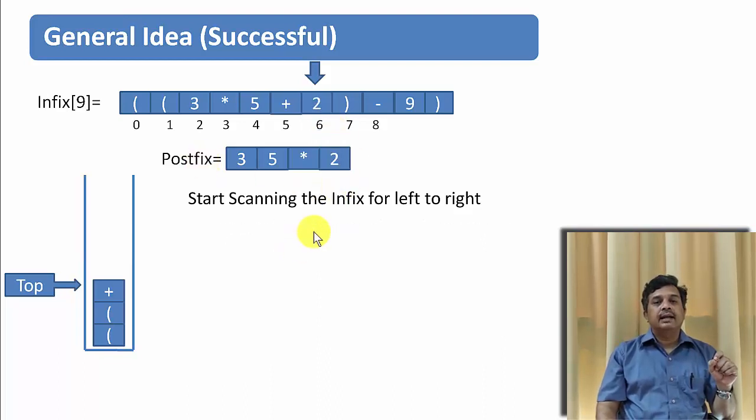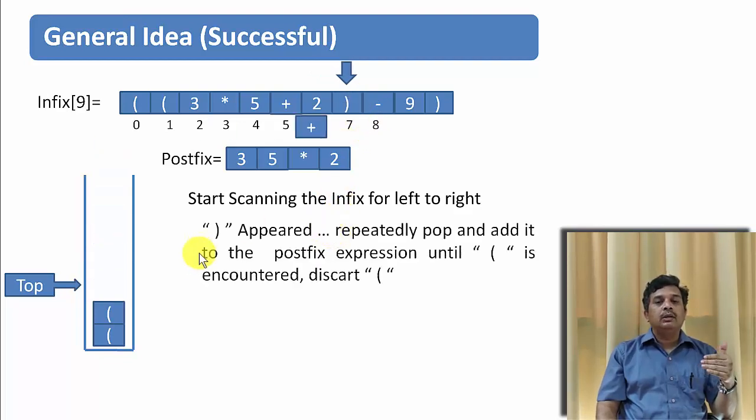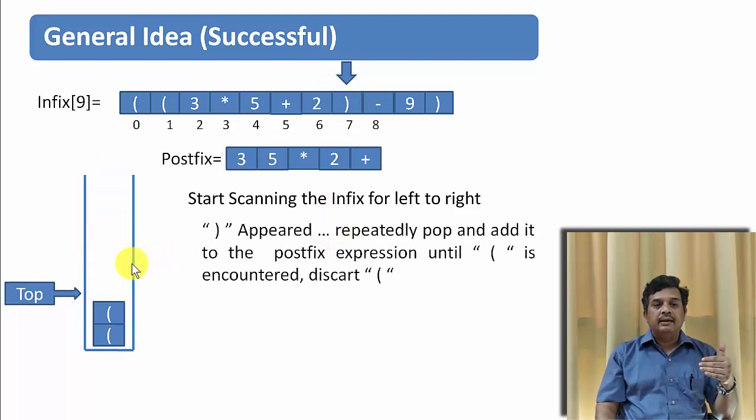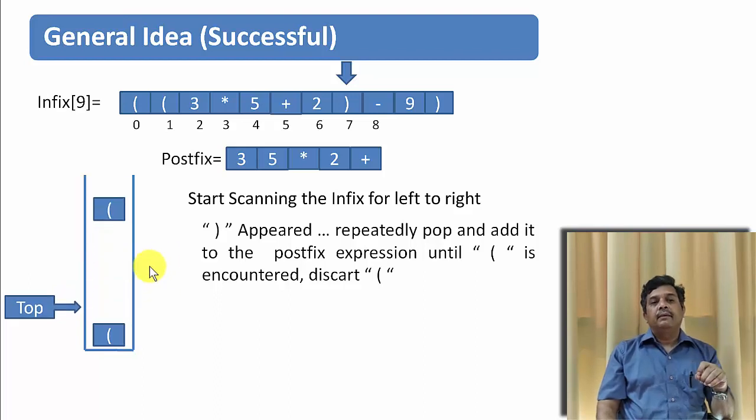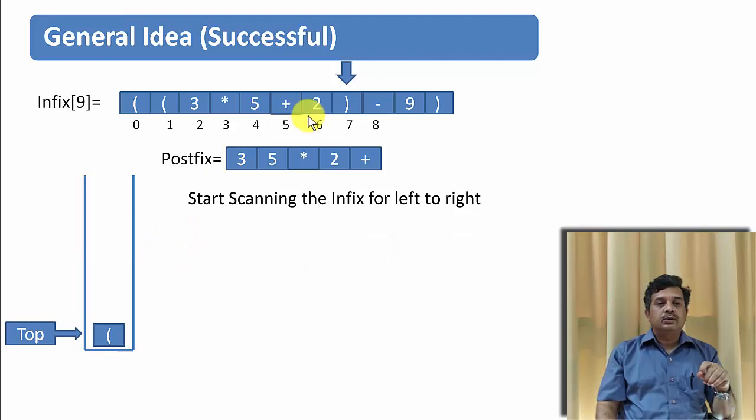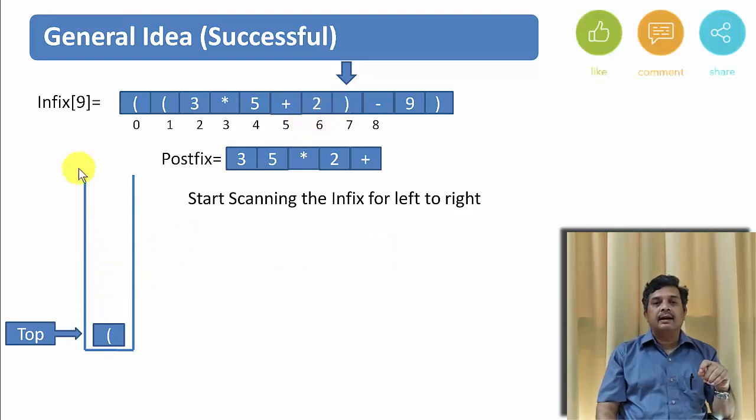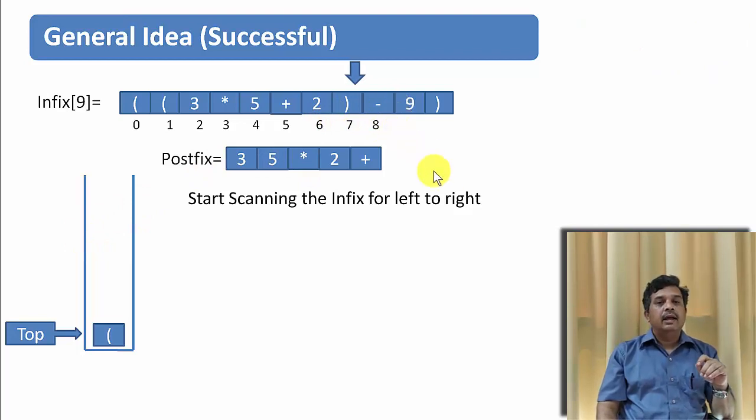The next character is a right parenthesis. So what I have to do? I have to pop out all the operators there on the stack till the left parenthesis appears. So the left parenthesis was gone, discarded. The next character that I will be scanning is an operator minus. So I will push it onto the stack.